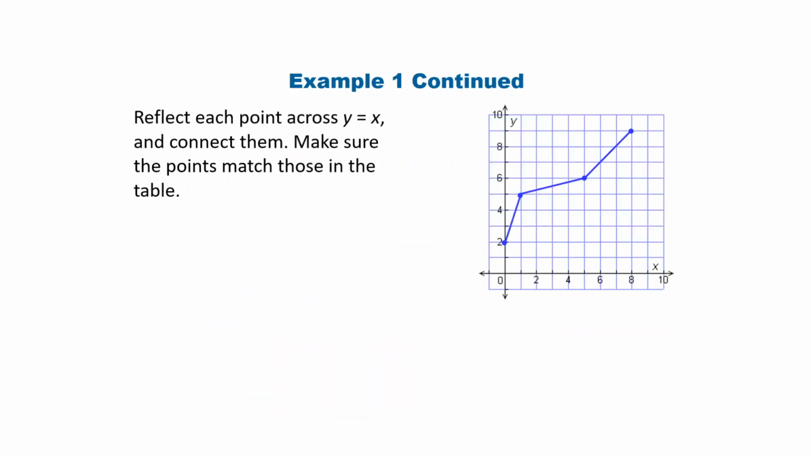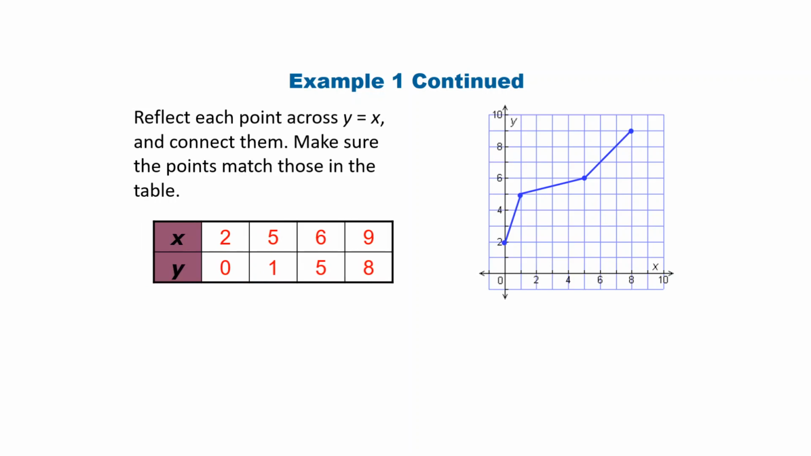So continuing with example 1, we need to reflect each point across the y equals x line. So let's talk about what that's going to look like. If y equals x, when x is 1, y is 1. And when x is 2, y is 2. When x is 3, y is 3, and so on. So there's our y equals x line.